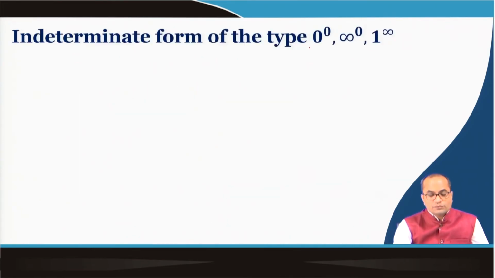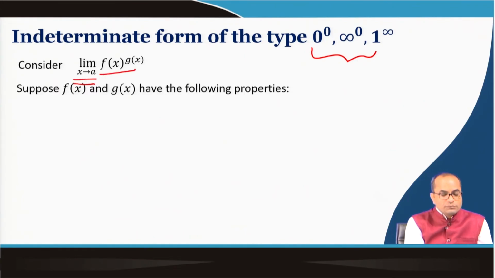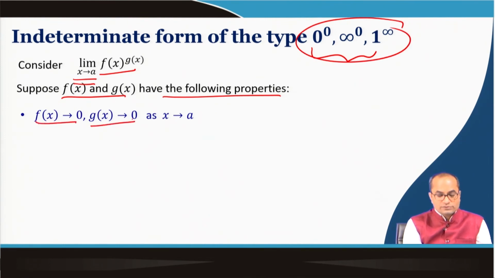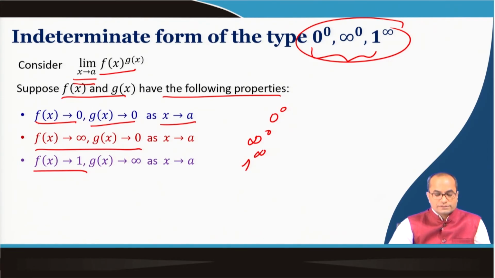Well, so we move to this set of indeterminate forms. How to handle this? There is a simple trick which can be used and we can evaluate all these limits. So, consider a situation that x goes to a and we have f(x) power g(x). Suppose f(x) and g(x) have the following properties to cover all these situations. So, f(x) goes to 0, g(x) also goes to 0, meaning this 0 power 0 situation we are getting, or we are getting infinity power 0 situation, or f(x) goes to 1, we are getting the third situation, g(x) goes to infinity.